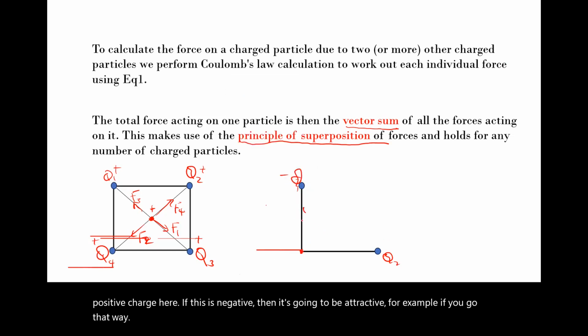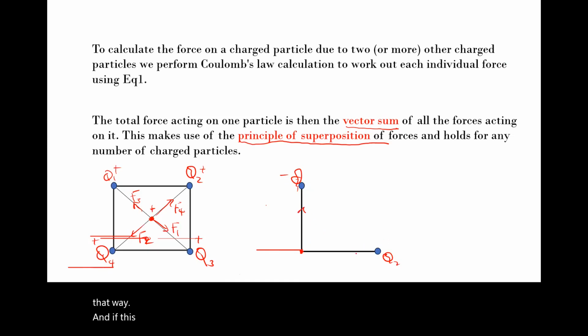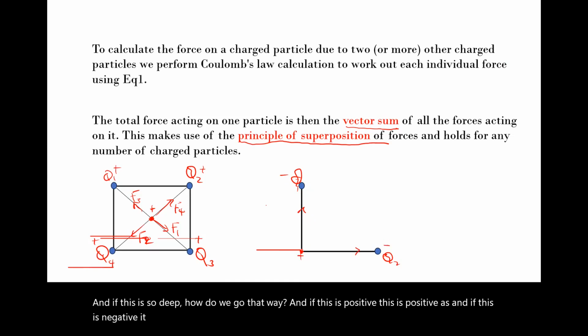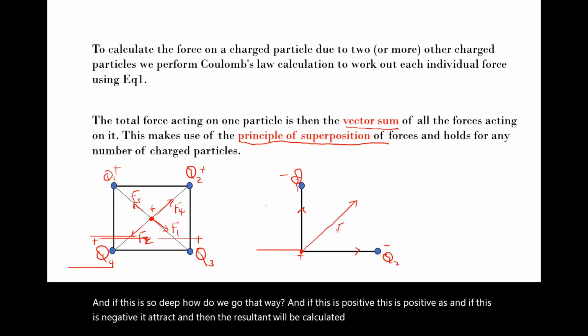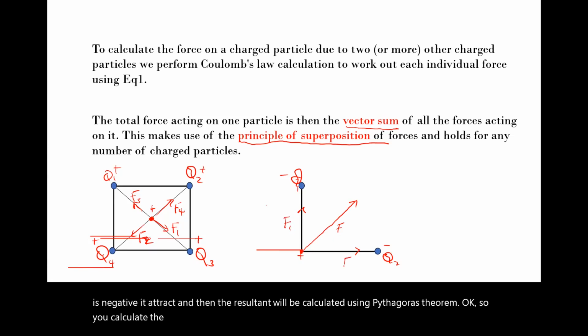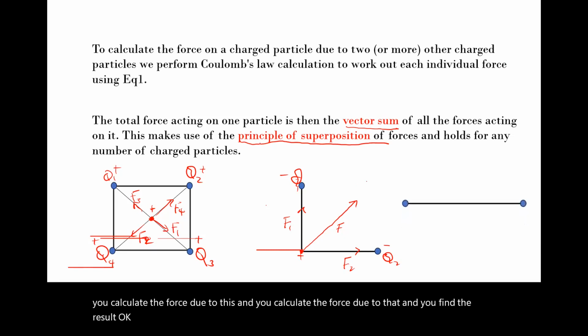And if this is positive, as you know, and if this is negative, it will attract, and then the resultant will be calculated using Pythagoras' theorem. So you calculate the force due to this, and you calculate the force due to that, and you find the result.